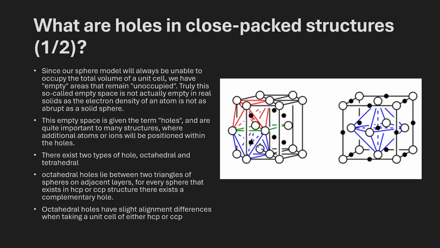So there are two main types of hole: octahedral and tetrahedral. As we can see here, we have octahedral holes, and they lie between 2 triangles of spheres on adjacent layers. Here in an HCP formation, we've added an extra atom just to make it a bit more apparent. This is not part of the unit cell. And we can see that between this triangle, there sits an octahedral hole here, and it's between these 2 triangles. And same here, it sits right there.